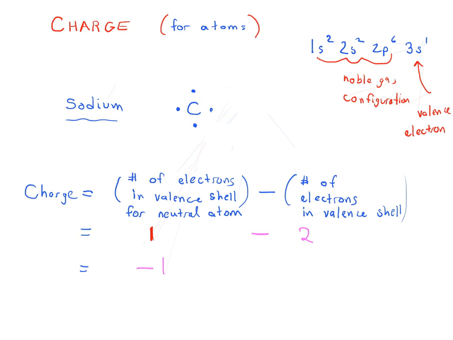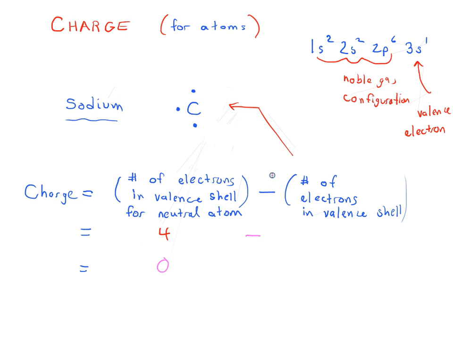For neutral carbon, we'd have 4 electrons in the valence shell. Now, in this case, the atom at hand, the one we're actually examining, has 4. So 4 minus 4, in this case it would be 0. But let's say it lost 1 electron, and we only had 3 electrons around our carbon.